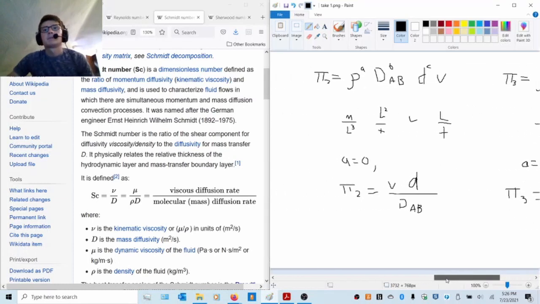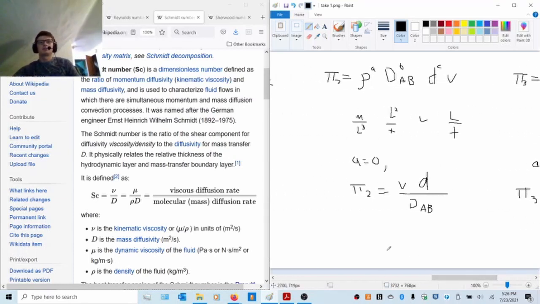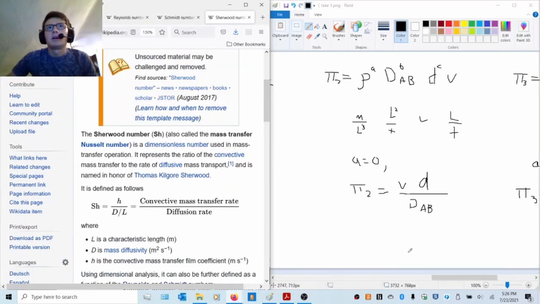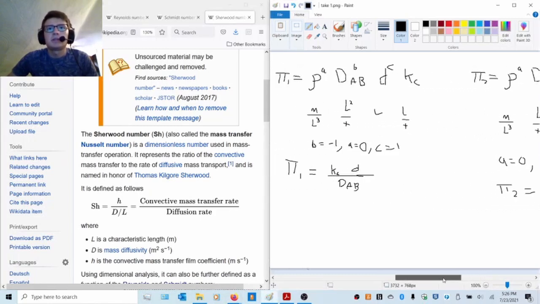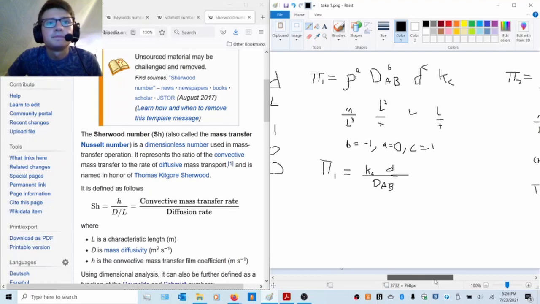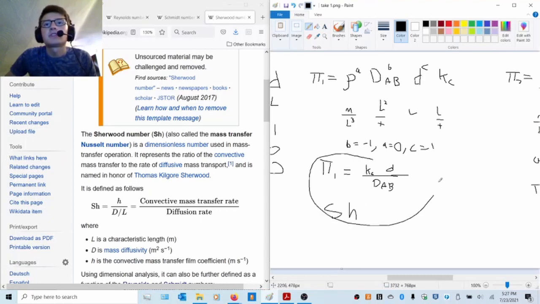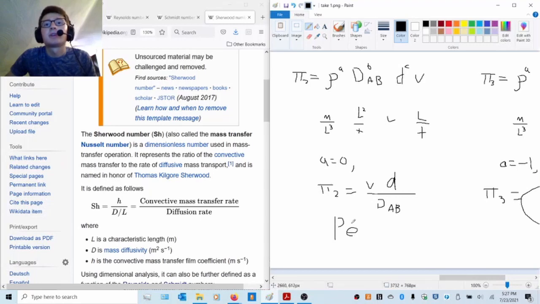Well, pi 2, that doesn't look like any of the numbers. Actually, let's go ahead and look at the Sherwood number real quick. Pi 2 is going to be, did I do the math properly here? Oh, you know what? I did, because the way they wrote the Sherwood number here is kind of weird, because it's the diffusion rate divided by that L, which you're bringing over to the top. H is the same thing as Kc here. So we know that this one is the Sherwood number. Now this is actually something called the Purcell number.